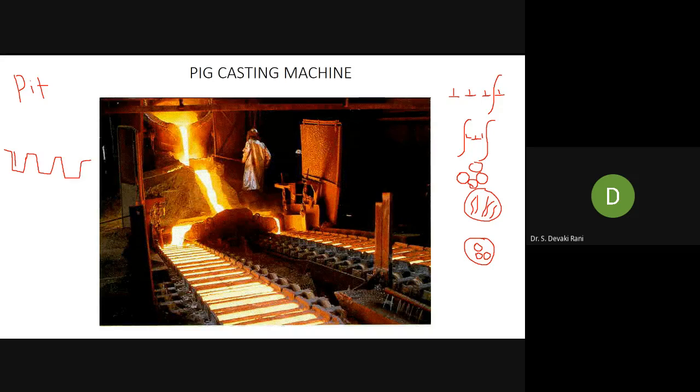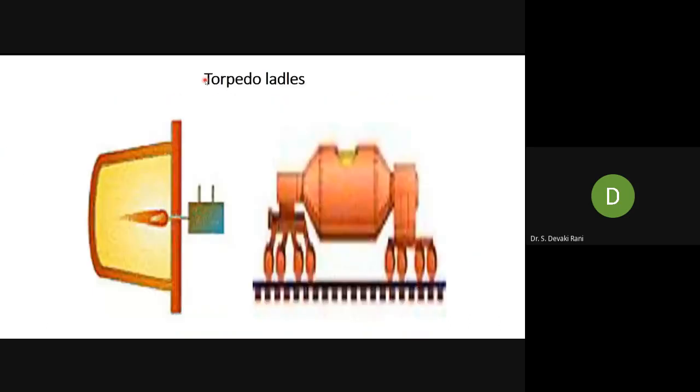So if I repeat again, the use of pig iron is for steel, for production of cast irons, and then from cast iron to various types of malleable iron, SG iron, spiral iron, like that. Or it can be taken to the reverberatory furnace to produce wrought iron. But nowadays they are not producing wrought iron.